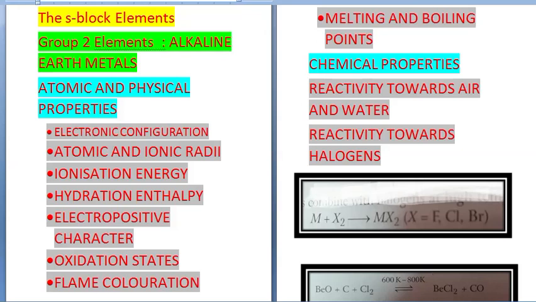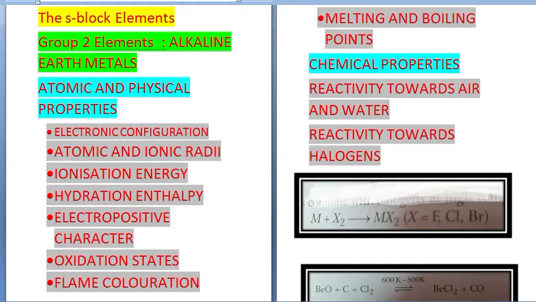Now next is oxidation states. Alkaline earth metals show only the +2 oxidation state because after losing 2 electrons, they have inert gas configuration and hence they do not lose any more electrons.